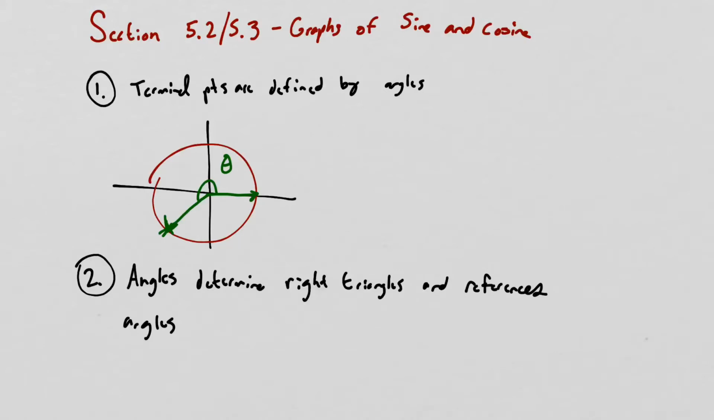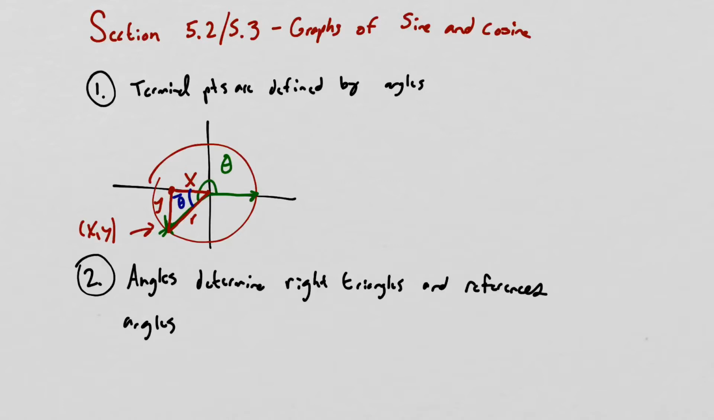To determine a right triangle using an angle, we can use the coordinates of our terminal point to come up with the height of our triangle and the base of our triangle. The reference angle is the angle between the terminal ray of our angle theta and the closest x-axis. In this picture, here would be our reference angle.